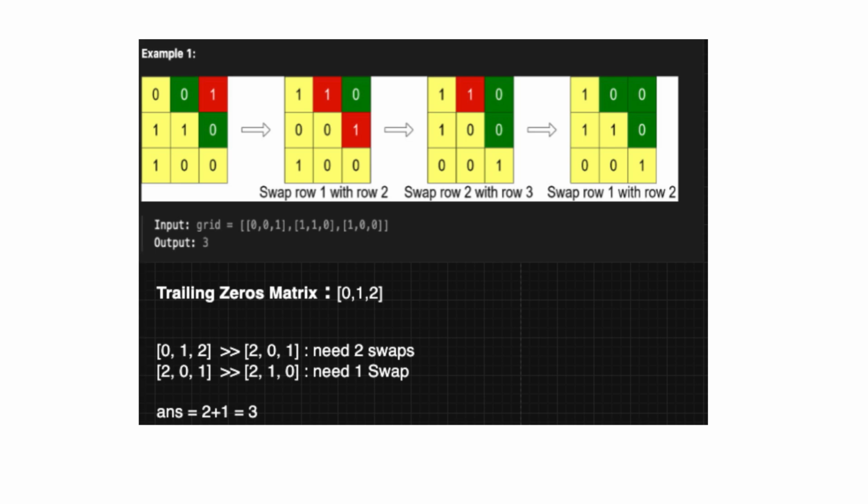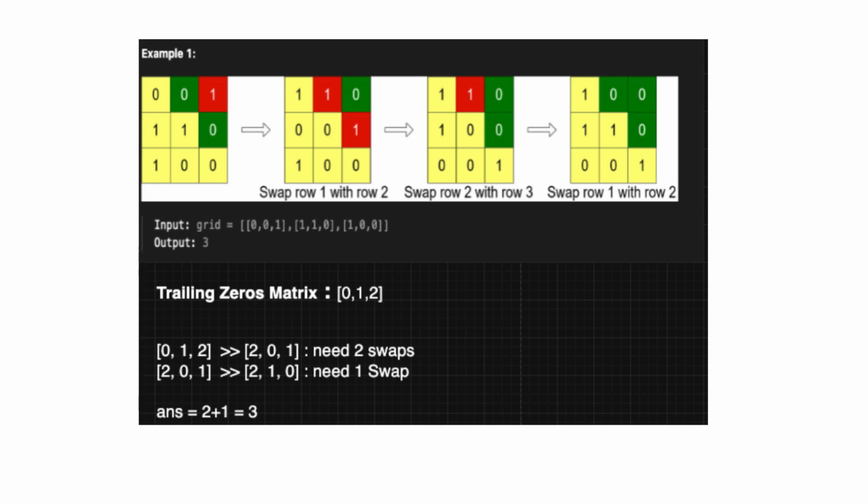Now let us directly go to example 1. First, we calculate trailing zeros for each row. Row 0 has 0 trailing zeros. Row 1 has 1 trailing zero. Row 2 has 2 trailing zeros. So we form an array: 0, 1, 2. Now we process row by row.